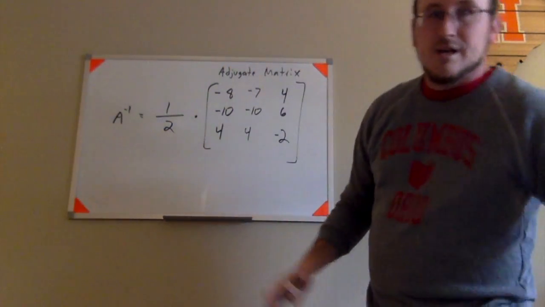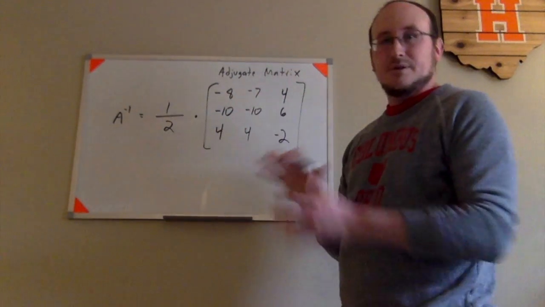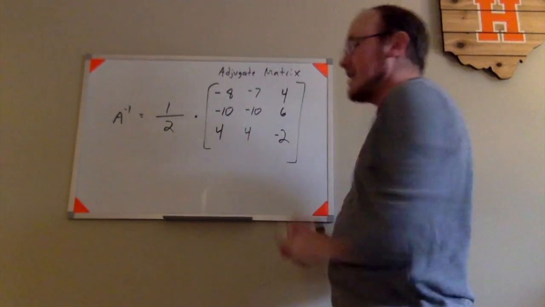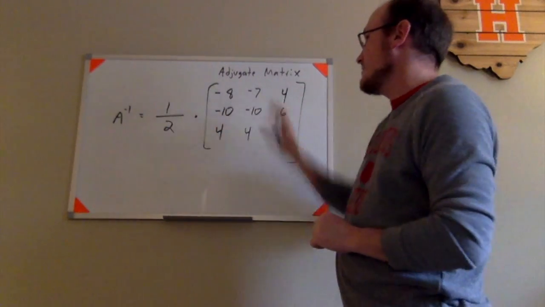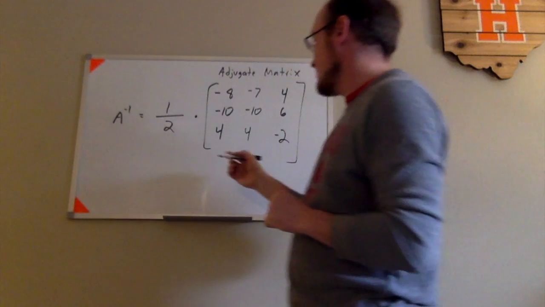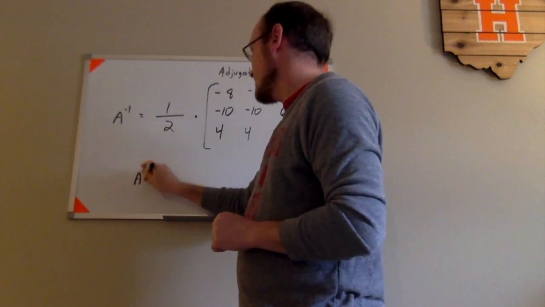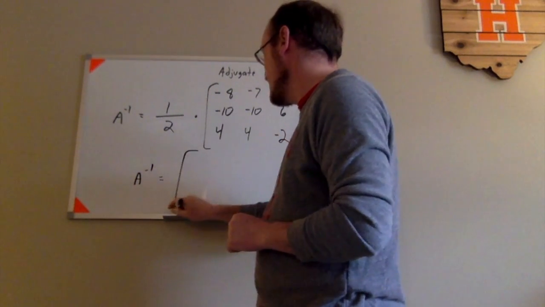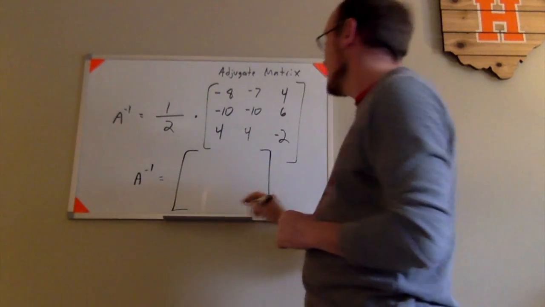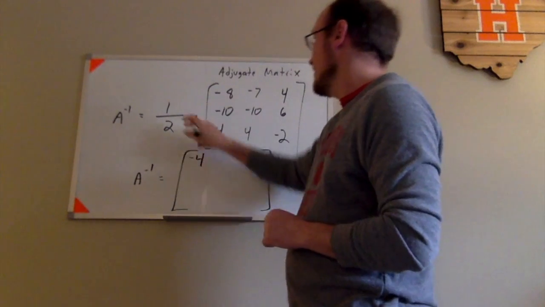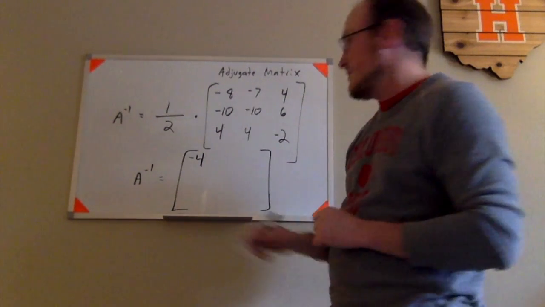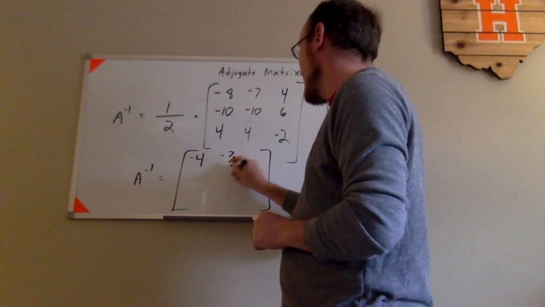Okay, so now I'm going to go through this and put this into the final answer, the inverse of this matrix. I need to multiply this scalar of 1/2 times all of these entries in this matrix to create A inverse. So A inverse is equal to this new matrix. 1/2 times -8 is -4. 1/2 times -7 is -7/2.